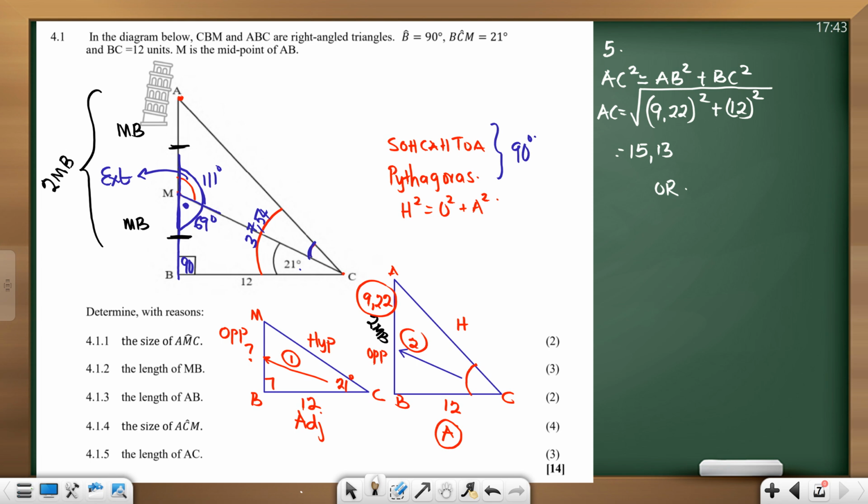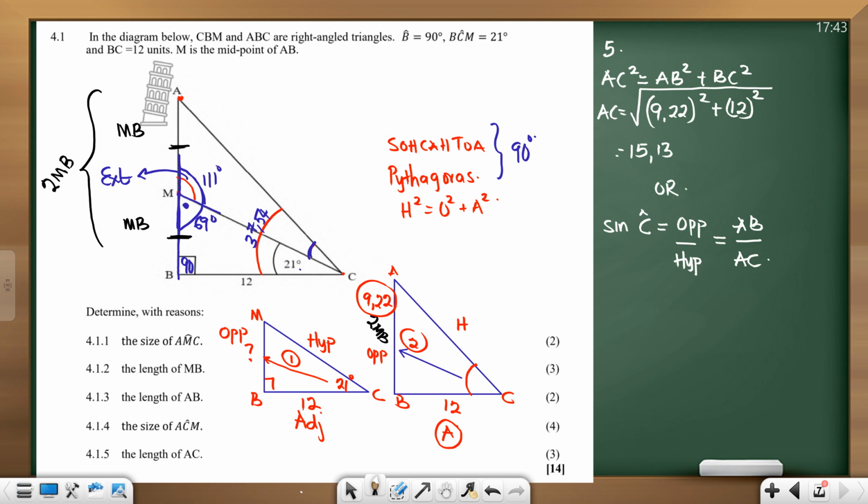I now know my angle. We're looking for AC, so I know angle C. I'm looking for the hypotenuse, so I can actually use sine. Sine of angle C is opposite over hypotenuse, the big C. AB over hypotenuse is AC.